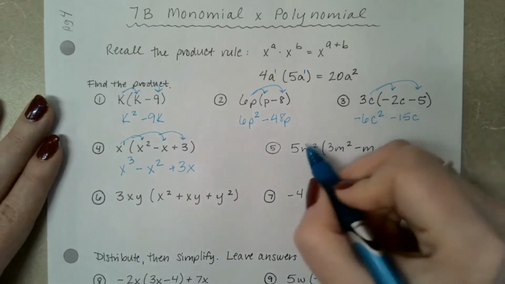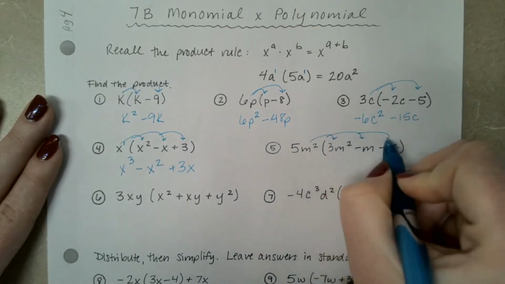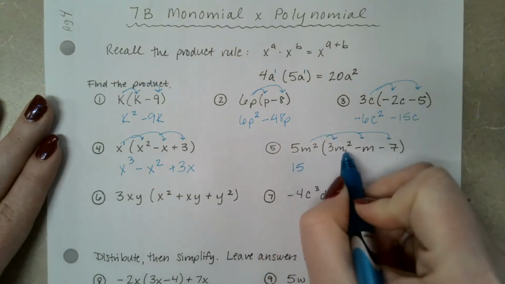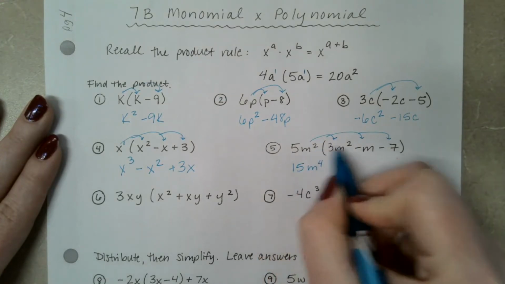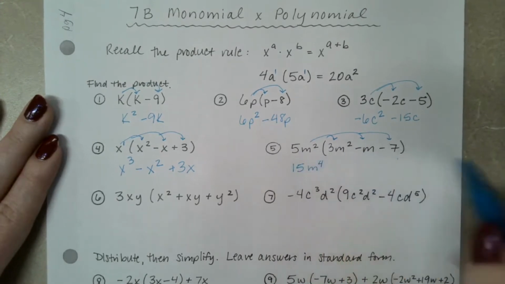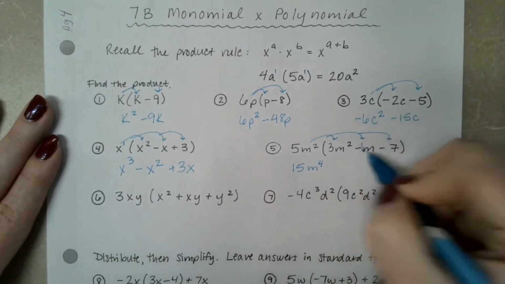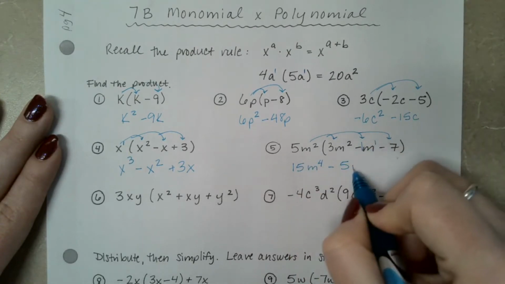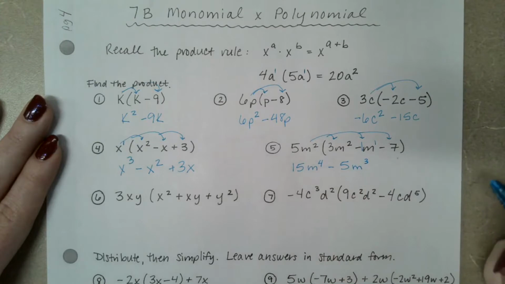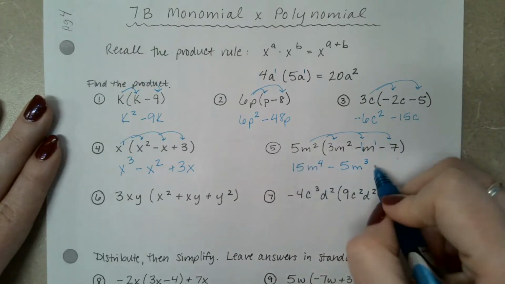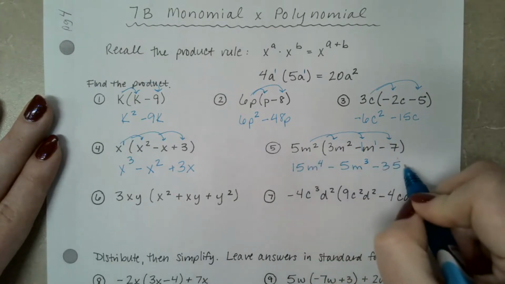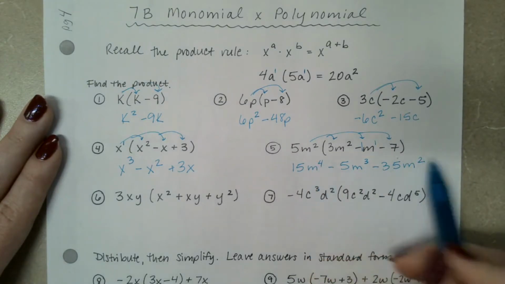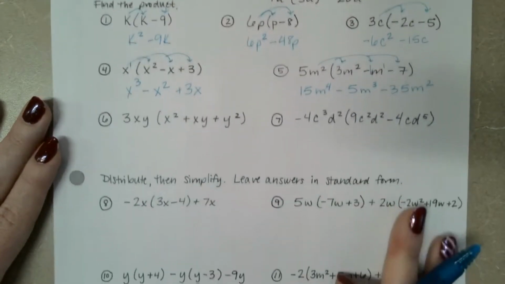In number 5, we'll take the 5m squared and distribute it to each piece. So 5 times 3 will give me 15. M squared times m squared will give me m to the 4th from 2 plus 2. 5 times the negative, remember there's our imaginary negative 1 here, so that's just negative 5, and then m squared times m to the 1st, m to the 3rd, we add our exponents. And then lastly, 5 times negative 7 gives me negative 35, and then my m squared just comes along. You can see this is already in standard form. We go with 4, 3, 2, and our exponents are it.